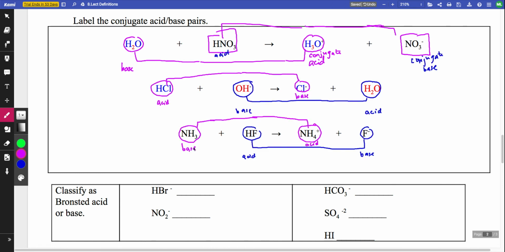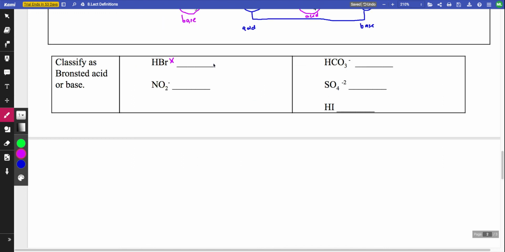Here are the answers. Go ahead and pause the video as you correct your answers. For practice, classify as Bronsted acid or base. This is definitely an acid because it can give an H. Please pause the video as you answer the rest of the questions.